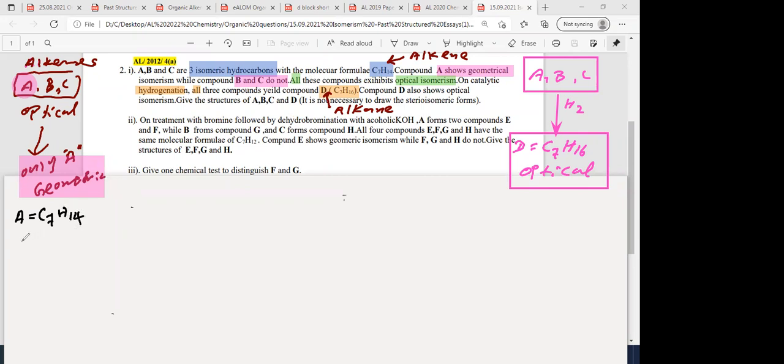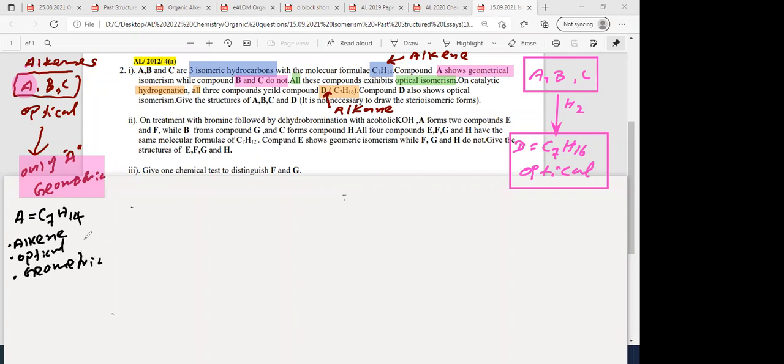This A is an alkene. From the formula, you should know it's an alkene. They have not given whether it's alkene or alkyne, right? They have given just the formula. Then the second point, it is optical plus it is geometric.